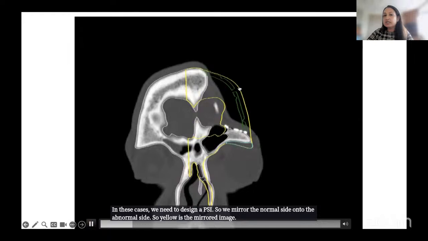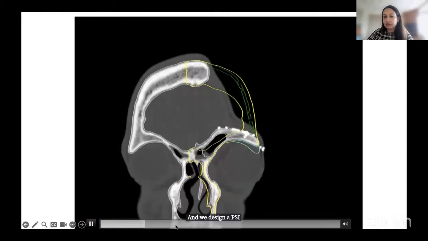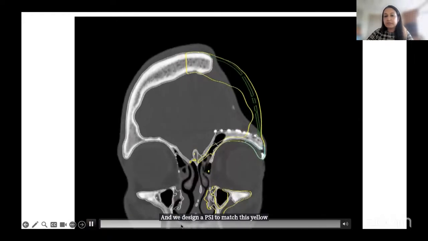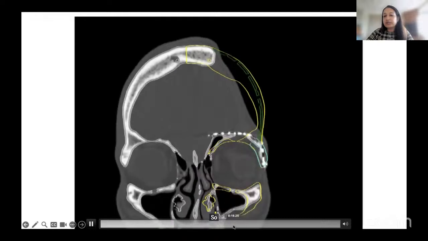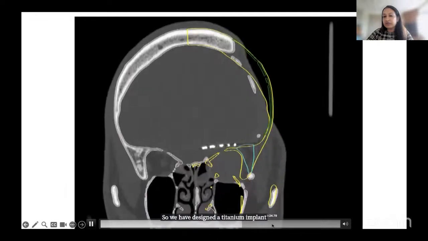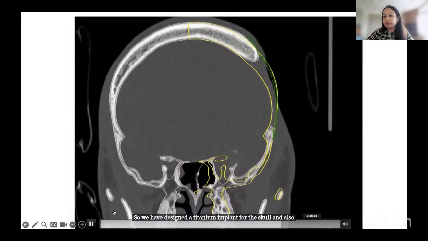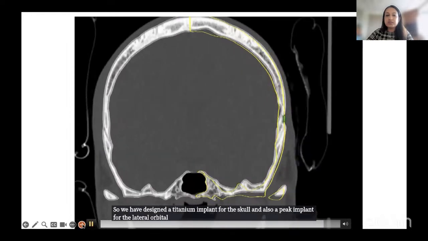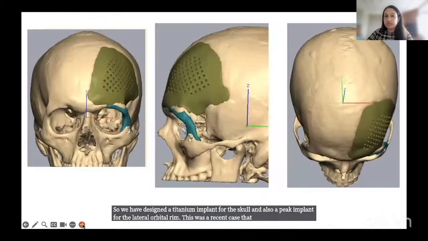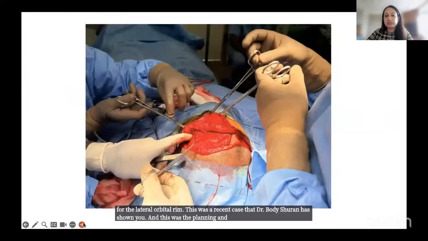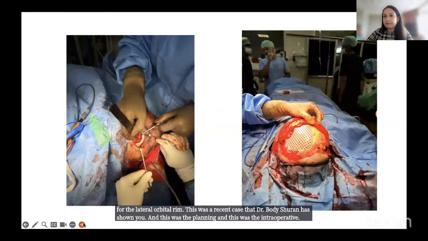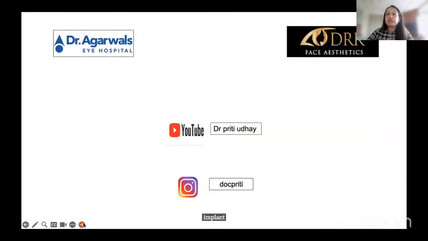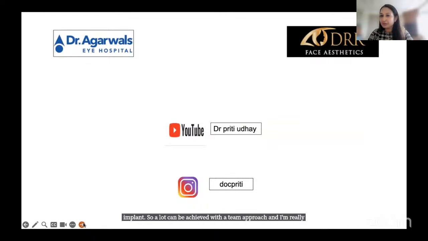And we design a PSI to match this yellow template. So we have designed a titanium implant for the skull and also a PEEK implant for the lateral orbital rim. This was the recent case that Dr. Kodishwaran has shown you. And this was the planning and this was the intraoperative implant.